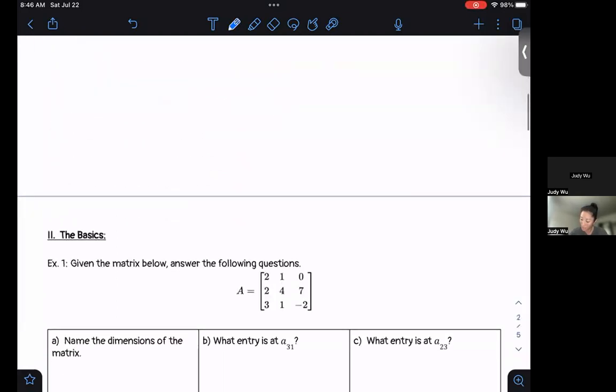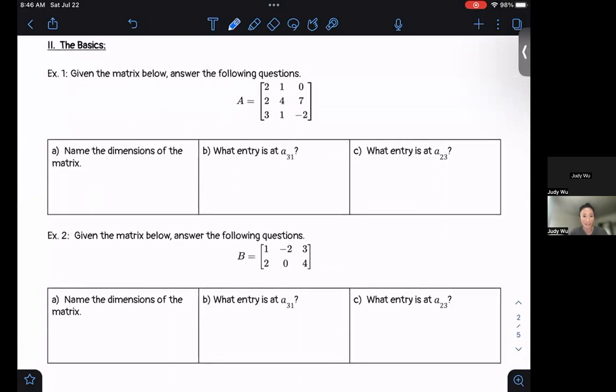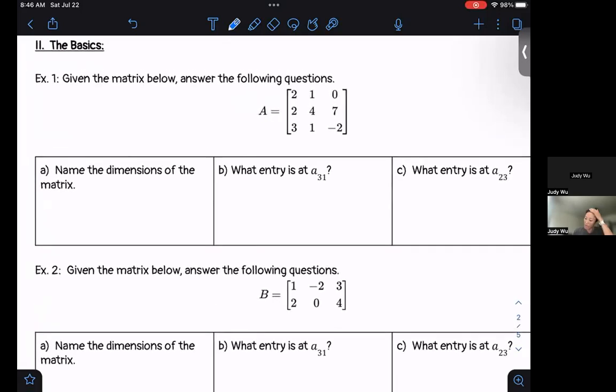Okay, so the basics. We want to know how large a matrix is, and we want to be able to find particular entries in a matrix. Okay, so given the matrix below, answer the following questions. Here's our matrix A. Now we usually use an uppercase letter here to talk about a matrix. So we won't ever call it lowercase a. It'll always be an uppercase letter.